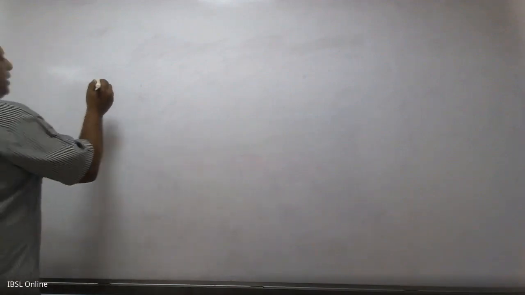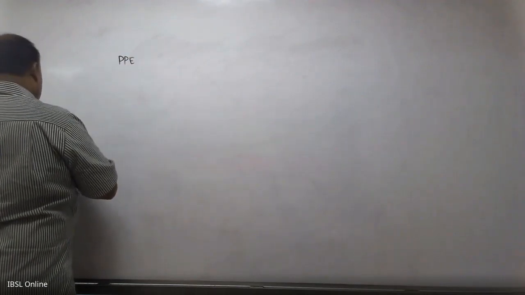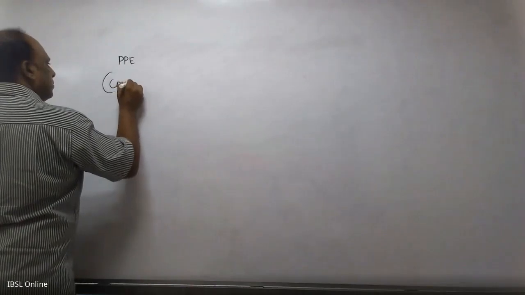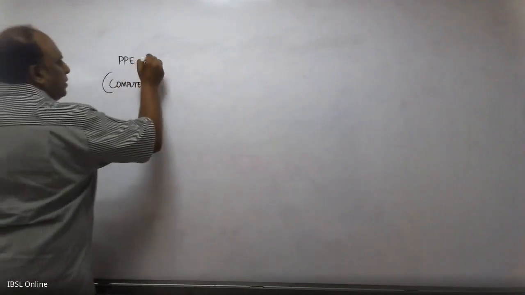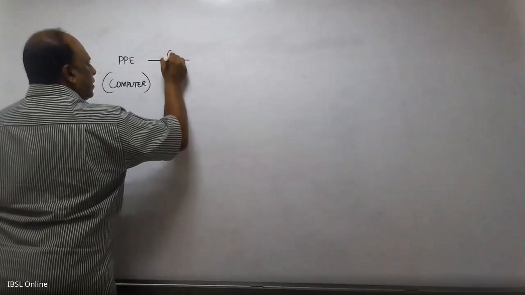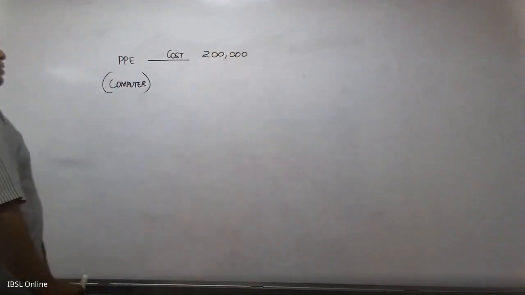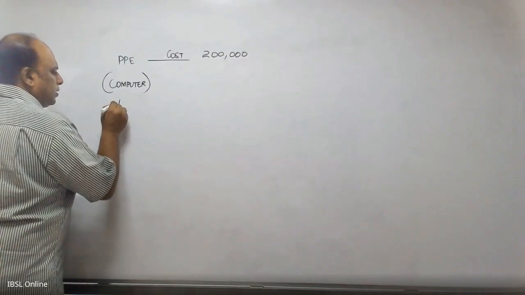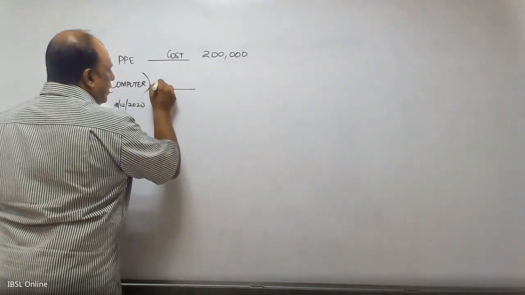Right. Now, we take a simple fixed asset. That is the best example that I can give. We'll take a property, plant, and equipment. And in this, we are going to take the example of a computer. Now, the cost of the computer is, let's say, 200,000. I'm just assuming that this is 31st December 2020. Right.